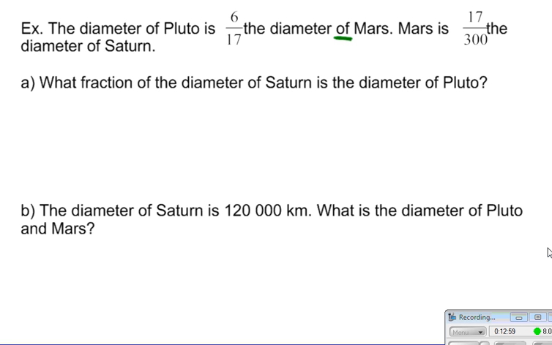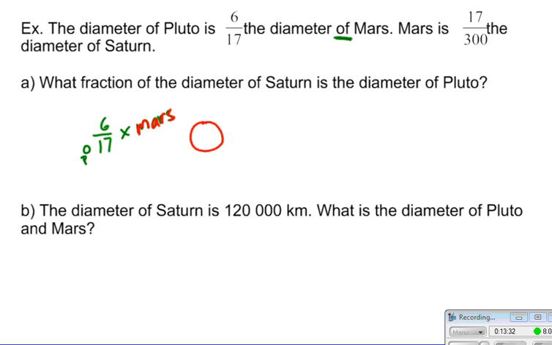So let's just draw this out. Pluto we know is little, right? So we're going to draw a little Pluto. And the diameter of Pluto is 6/17 the diameter of Mars. I hope you caught that "of" was telling you to multiply there. Then we're going to draw Mars. Oh, Mars is the red planet, so I should probably use red. Okay, so this is going to be Mars. And Mars is bigger.